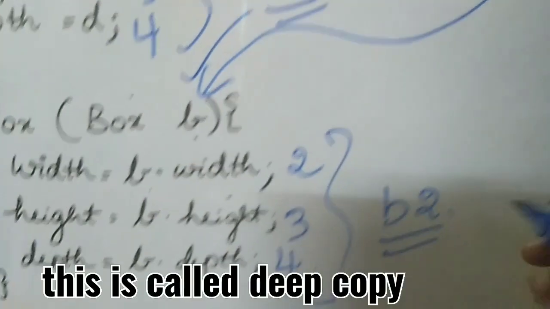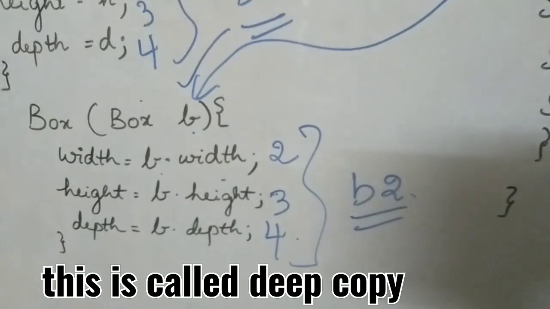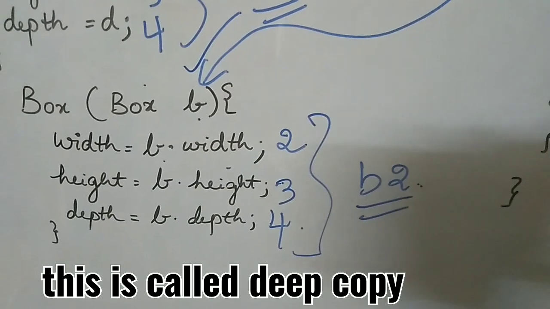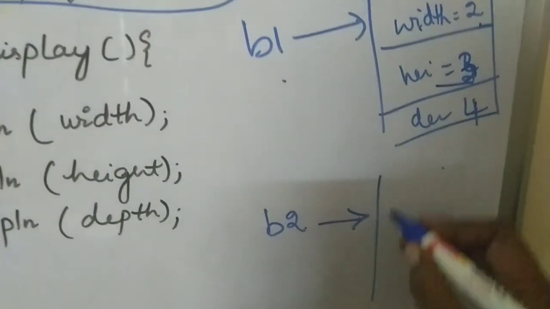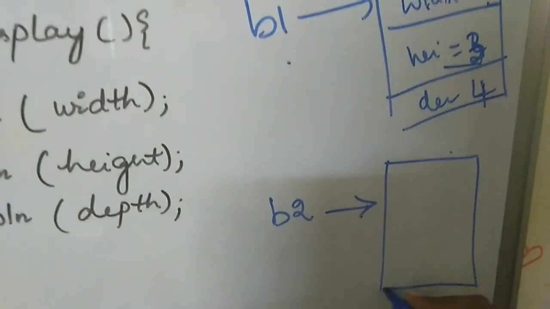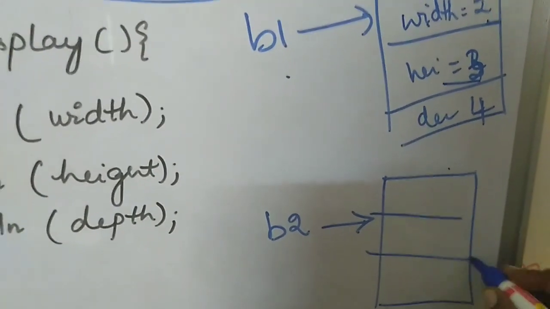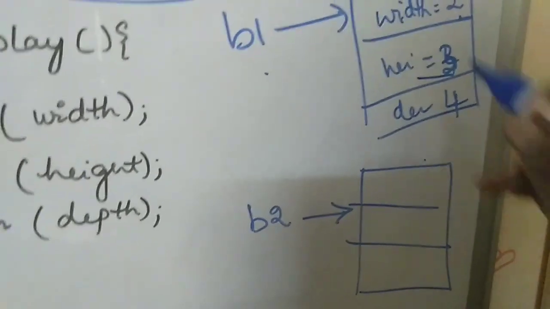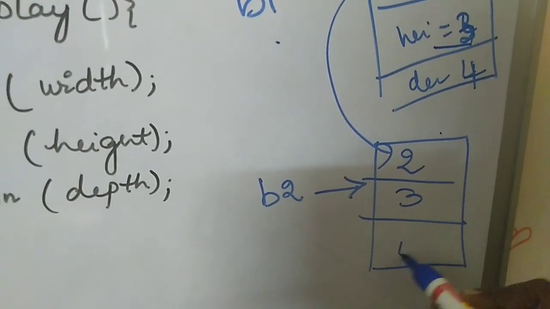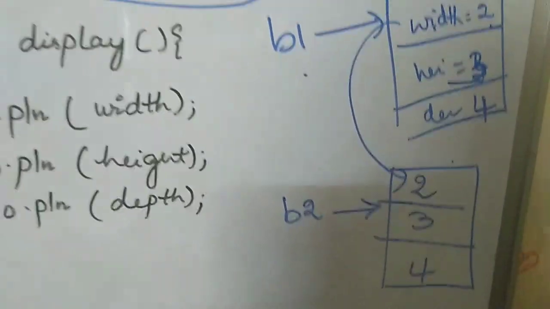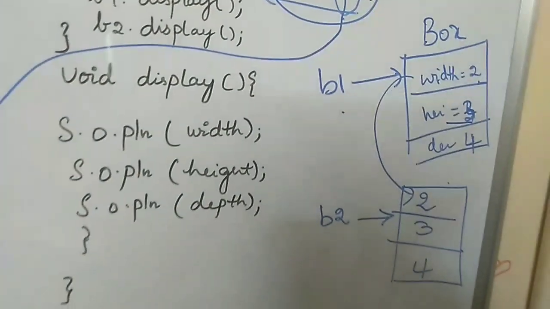So we have made a copy of the existing object into the newly created object. What happened is, another object B2 is created, and for B2 a new object is created. So we are not actually referring to the existing object. The copy of the values has been made: 2, 3 and 4. So they are two different memory allocations done over here.